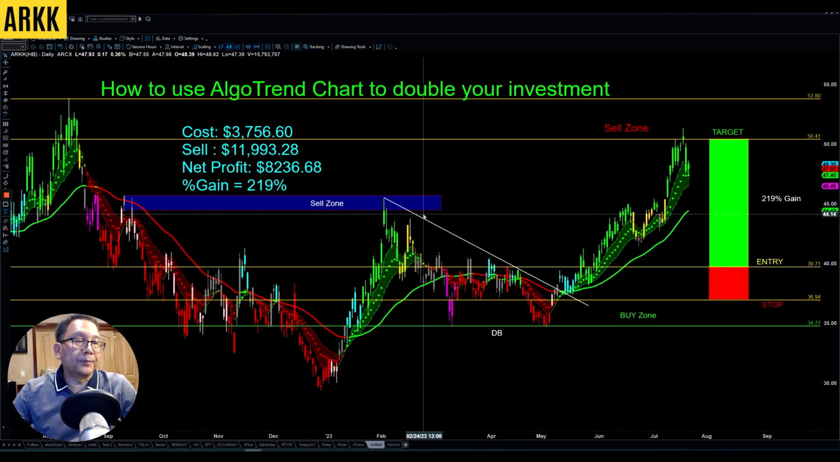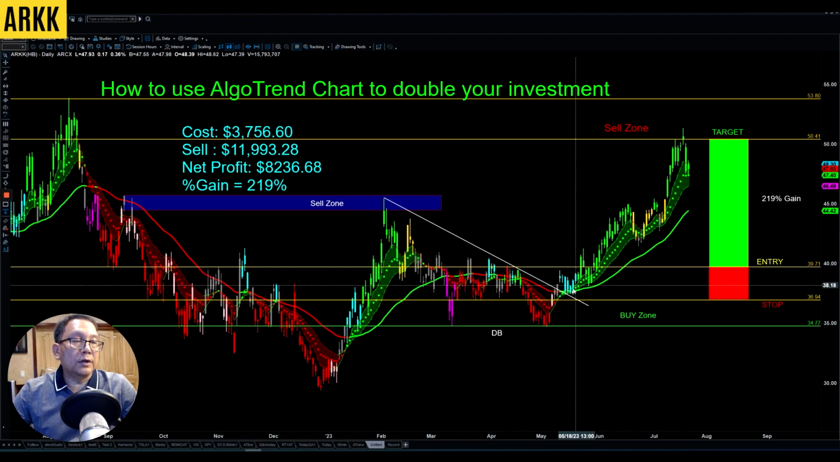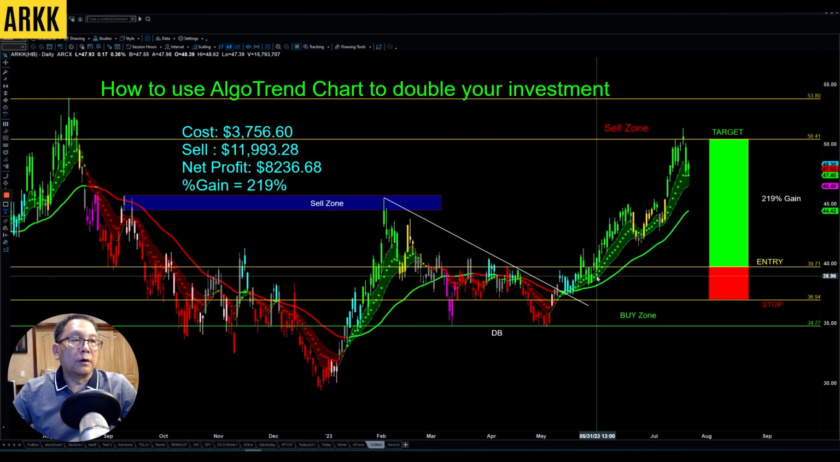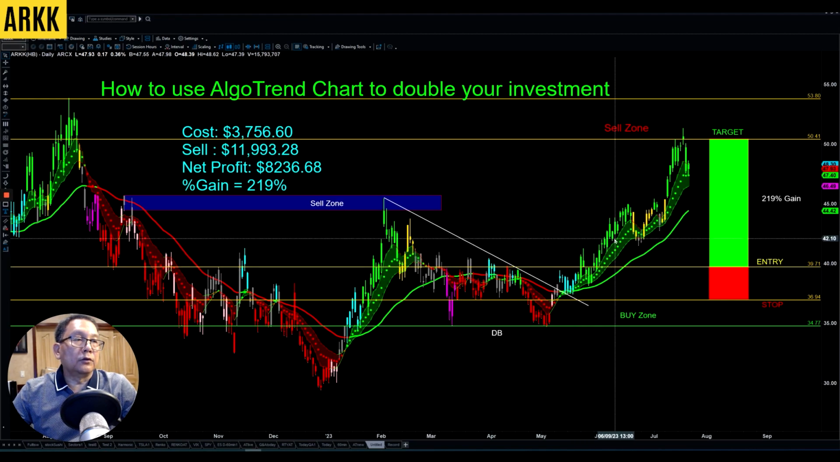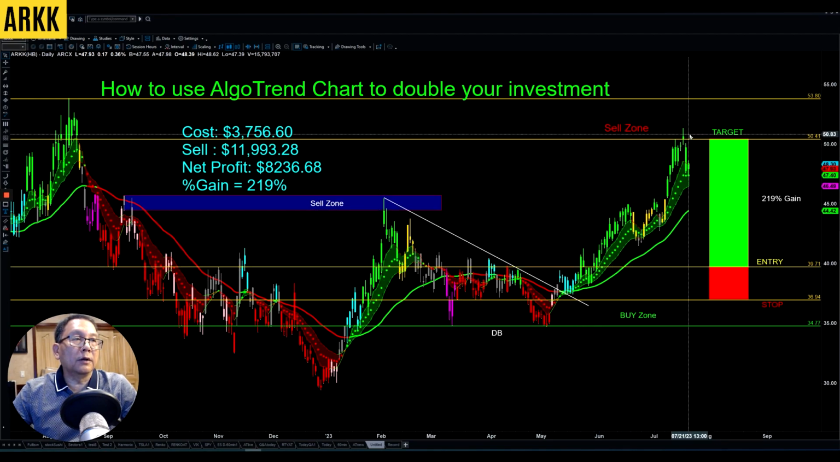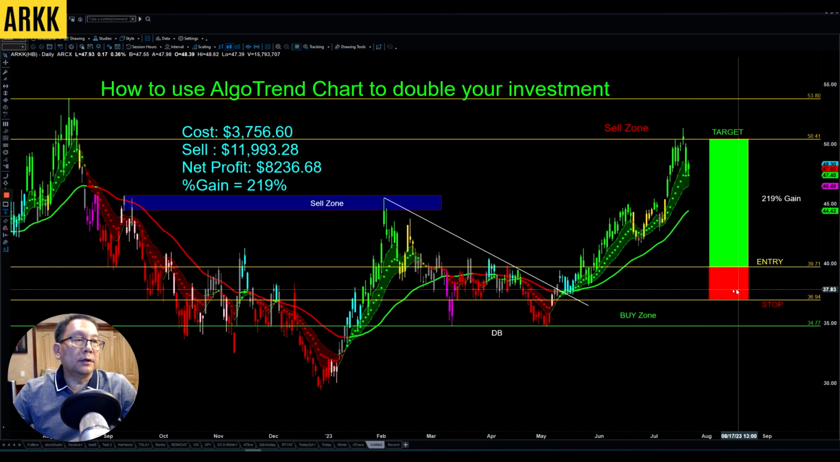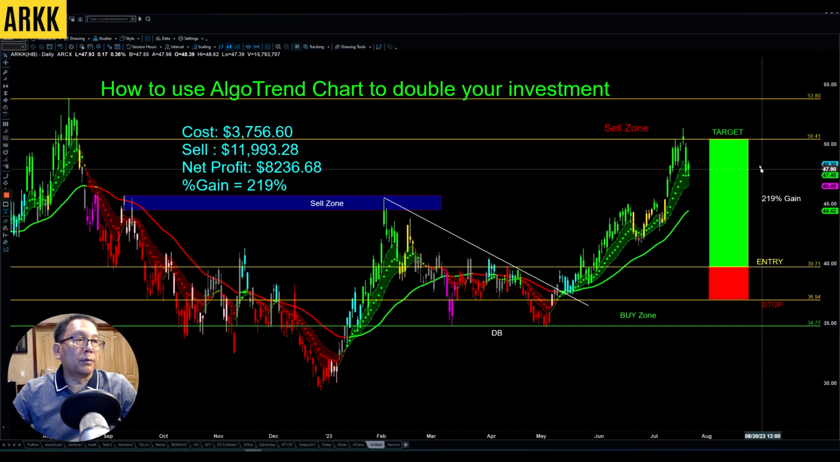So you can see that when the market pulled back down and was able to break out of the downtrend line, the AlgoTrend chart turned to the green bar and the green dot, and this is where I bought the option for this ticker symbol ARKK, and I bought 10 contracts. I entered here, and then it shot back up. When it hit the sell zone, I took the profit. So you can see that by using the very simple color code on the AlgoTrend chart, you'll be able to get in and get out and make the profit right here.